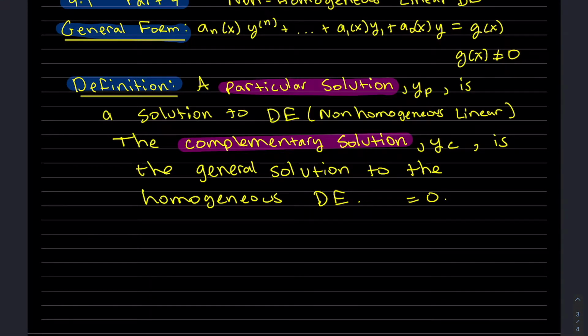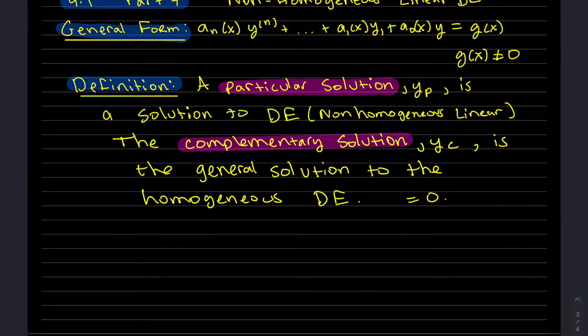Okay, so 4.1 part 4, we're going to talk about non-homogeneous linear differential equations. Here's our general form. It has coefficients in terms of x, and g of x on the right. For non-homogeneous, g of x cannot equal 0 by definition. So I'd like to define a particular solution, and we call that yp for particular.